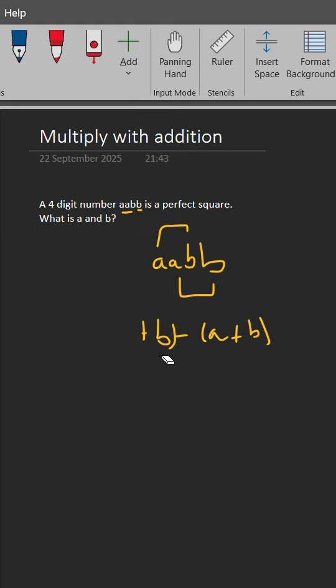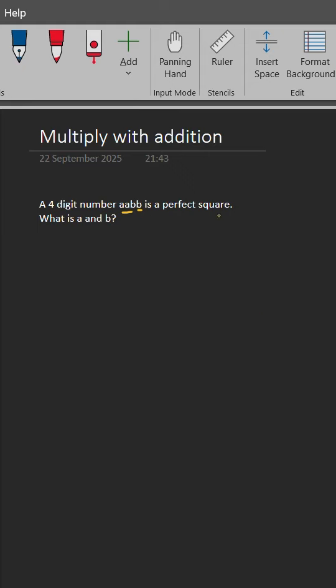So that means since the number is a perfect square, it is a perfect square of a number that is also divisible by 11. So we only have to check multiples of 11. So we have to check 11, 22, 33, 44, etc. Now we know since it's a four-digit number, we can directly start with 33.